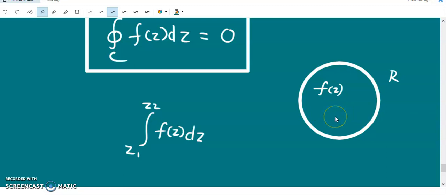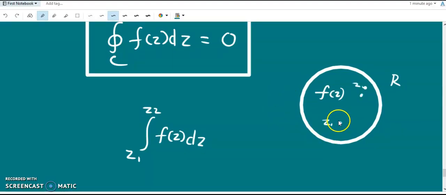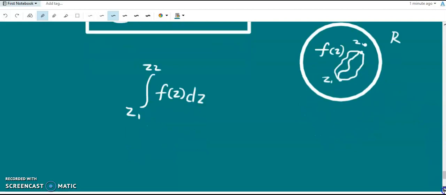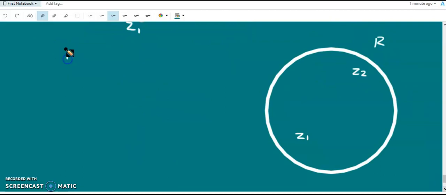So suppose we have 2 points z1 and z2 over here. If the path completely lies in the domain R, then this integral is independent of the path. So whatever be the path from z1 to z2, the line integral is the same. So the line integral depends only on the endpoints. Now we have to prove this statement.